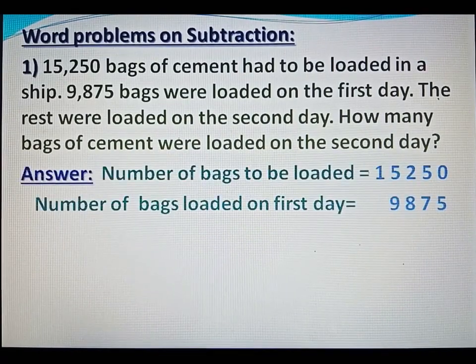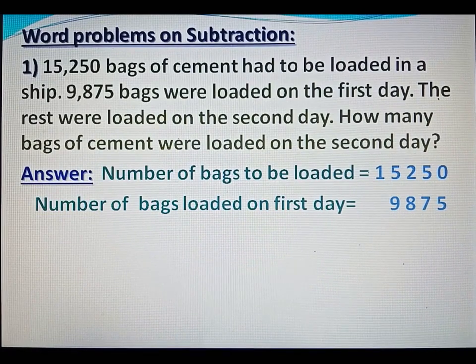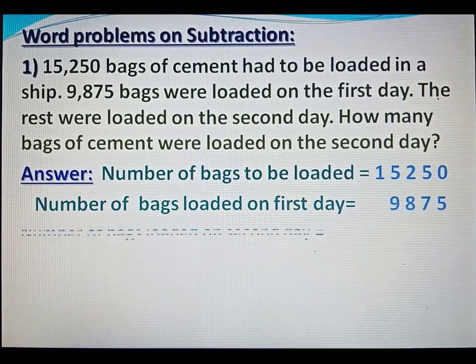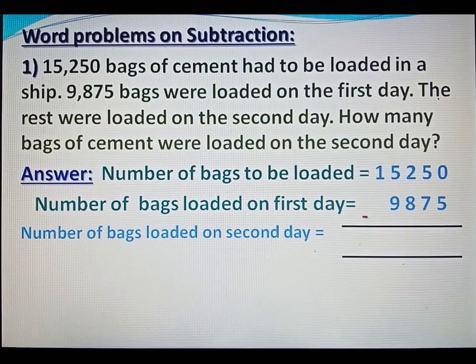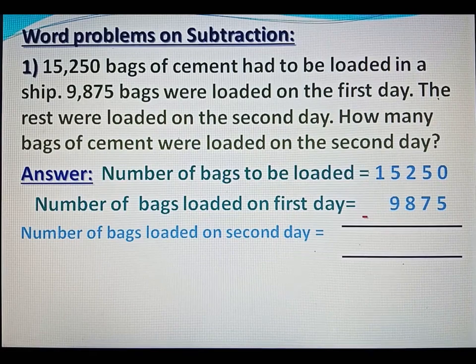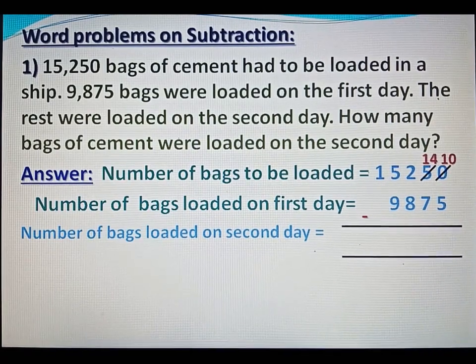Answer, first we write the statement. Number of bags to be loaded is 15,250. Number of bags loaded on the first day is 9,875. So number of bags loaded on the second day, we will do subtraction. This 0 is smaller than 5, so we will borrow from this 5. So this will become 10. 10 minus 5, 5.